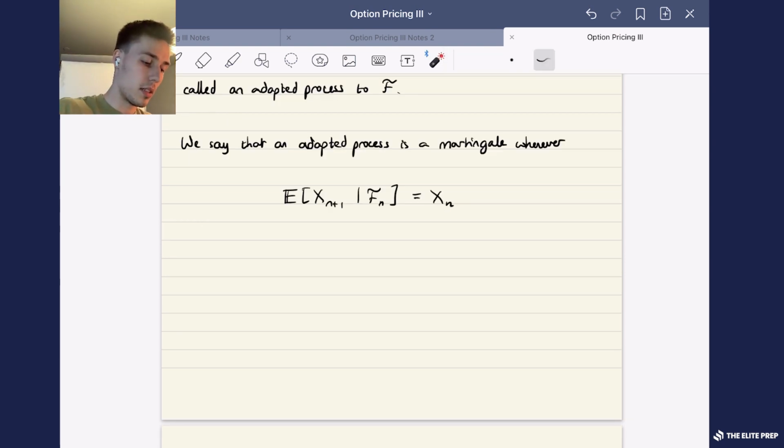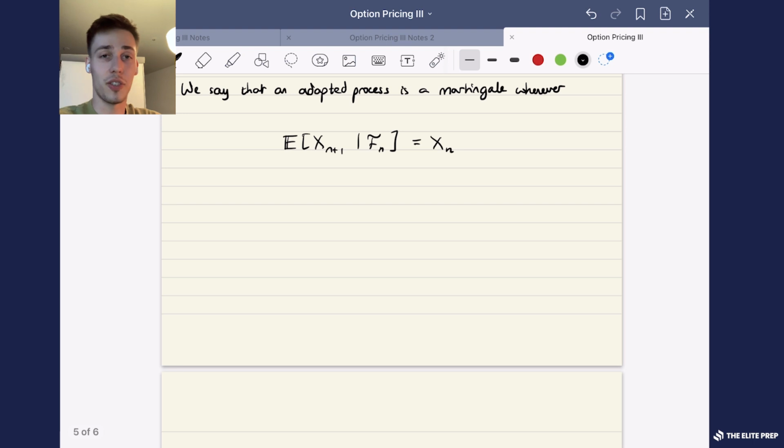And here it should be intuitively clear why this makes sense as a concept of a fair game. So if you get to a time n, then the expected value of the future game is worth no more or less than the current value. So we won't win any money or lose any money by playing it. So it's fair. Once we have the definition of martingale, we can then define a risk-neutral probability measure in the case of this general model.